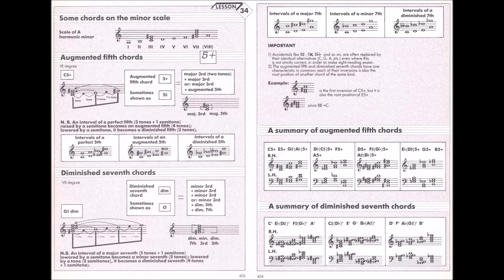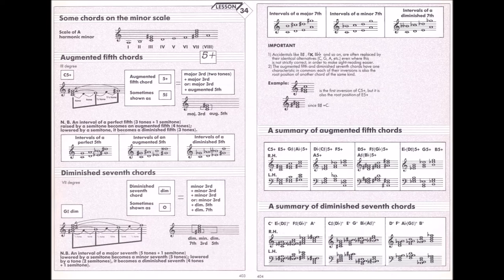All the augmented fifth and diminished seventh chords are listed in the summaries on page 404. You may be surprised at first that there are so few of them. In fact, there's a very simple and yet rather fascinating reason for this. Each inversion of an augmented fifth chord is the root position of another augmented fifth.